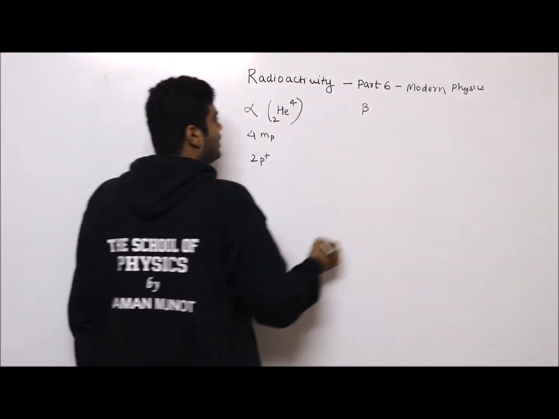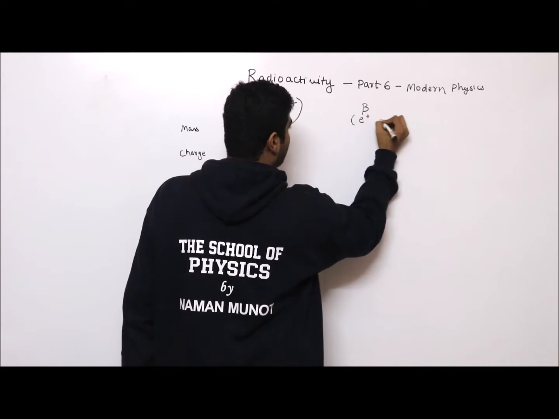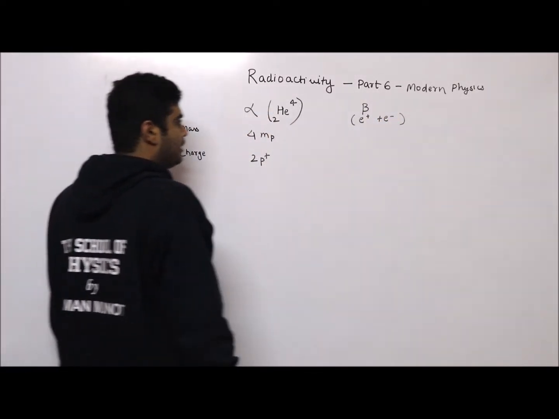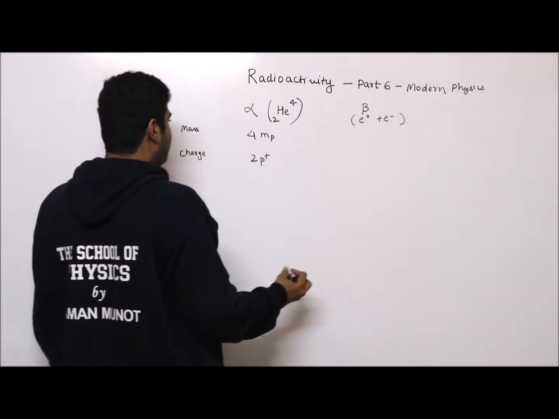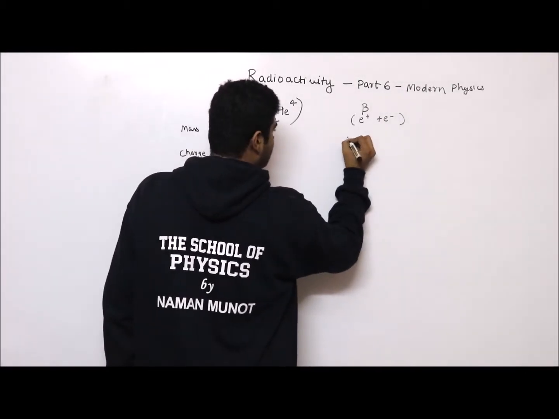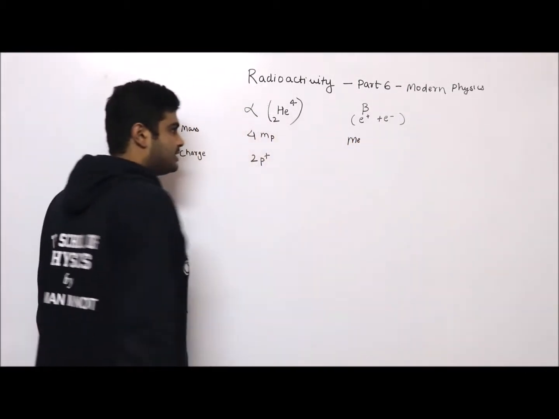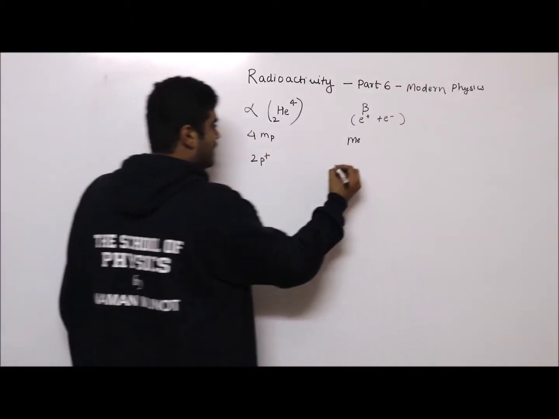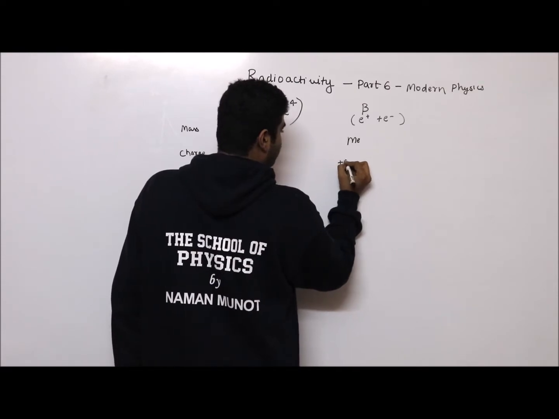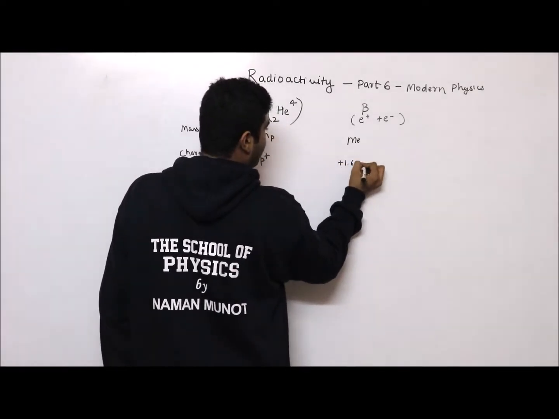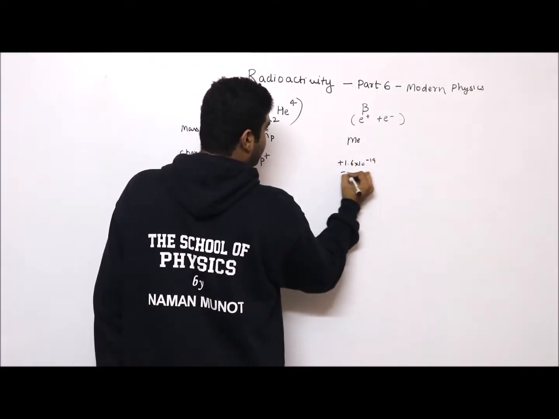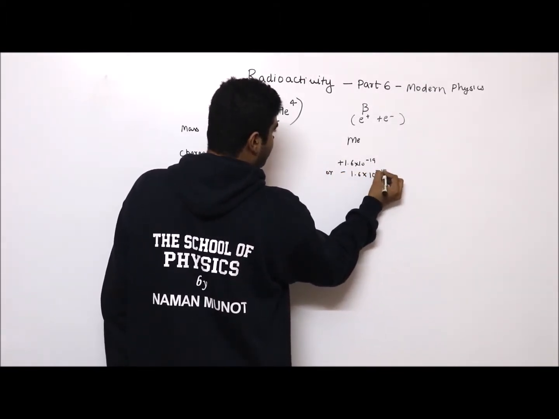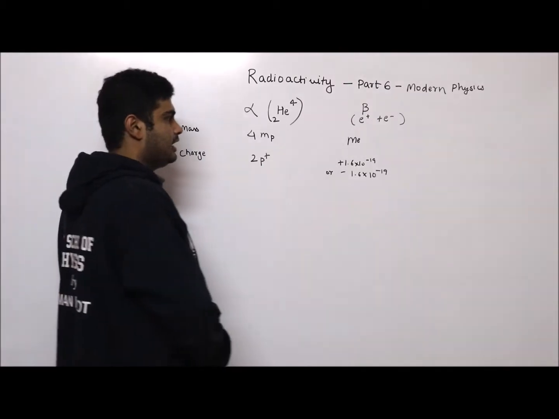And then there is this beta particle. Beta particle is either a positive electron or a negative electron, a positron or an electron. Mass is equal to the mass of an electron, that is 9.1 × 10^−31 kg, and charge is either positive 1.6 × 10^−19 or negative 1.6 × 10^−19, depending on whether it is beta positive or beta negative.